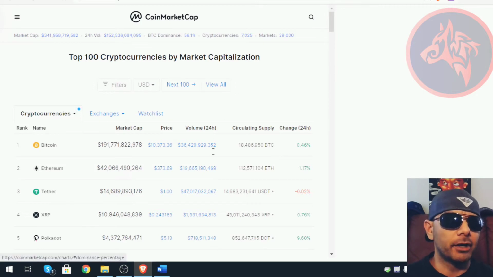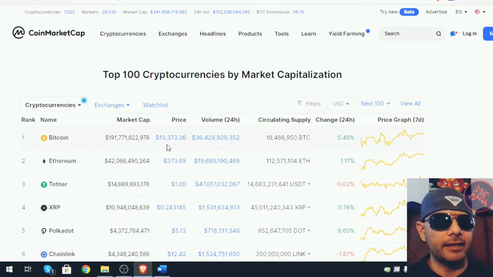All right, so as you can see in the market right now, it's at 10,373 with Bitcoin, and Ethereum's up to 373. So that's a good thing. Ethereum's taken off more than Bitcoin has. Bitcoin's just kind of going sideways. And we're going to get into that right now as to what's going on.